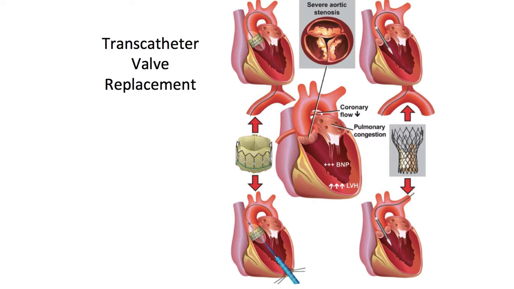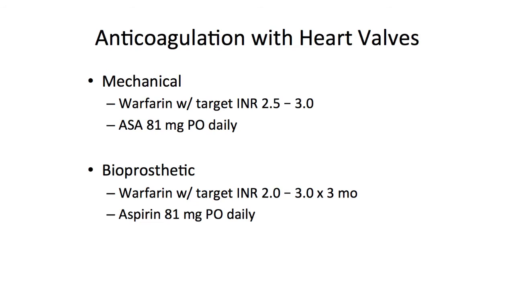Transcatheter valve replacement is a newer technique for placing a prosthetic that involves the introduction of a valve prosthetic through the use of a catheter. This newer technique saves the patient from having to undergo open heart surgery. When a patient undergoes a valve replacement, it's important to encourage adherence with an anticoagulant regimen.